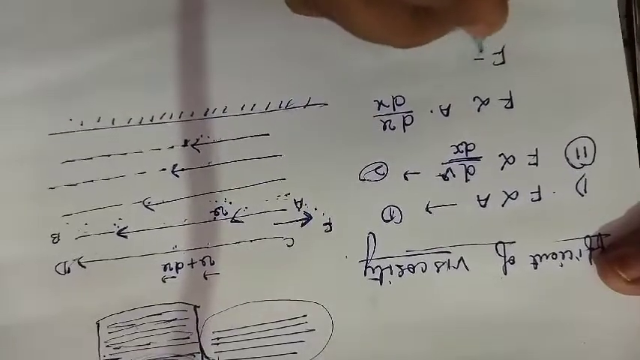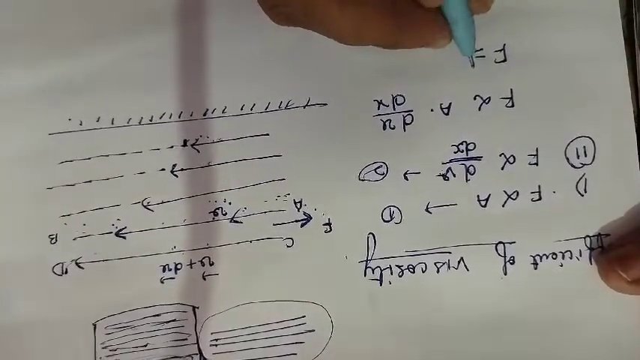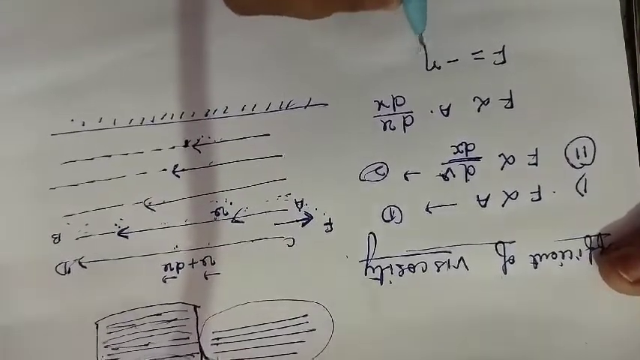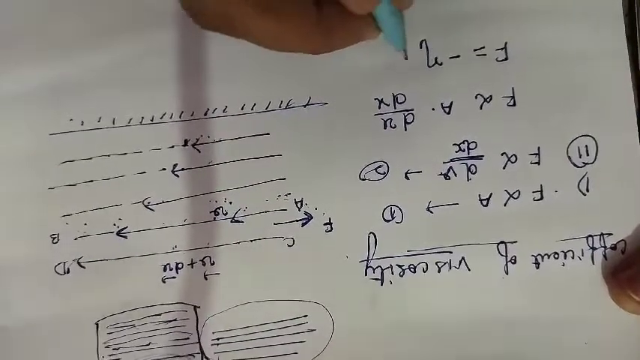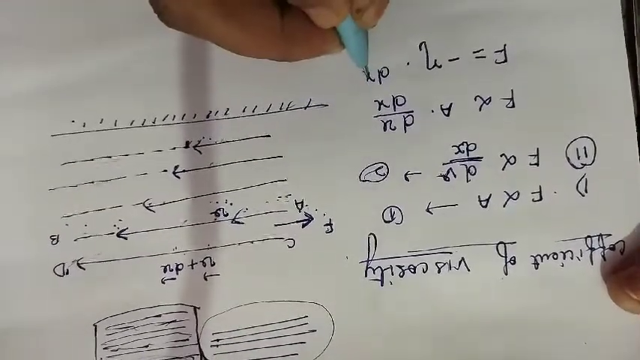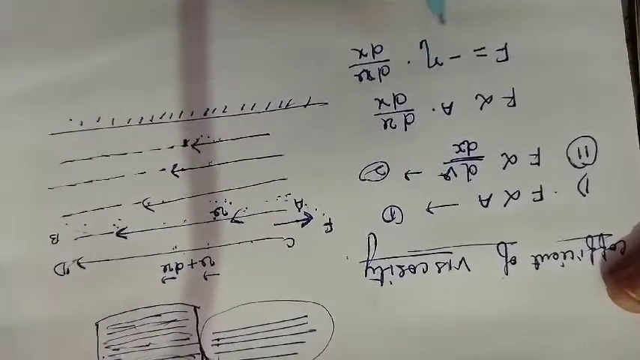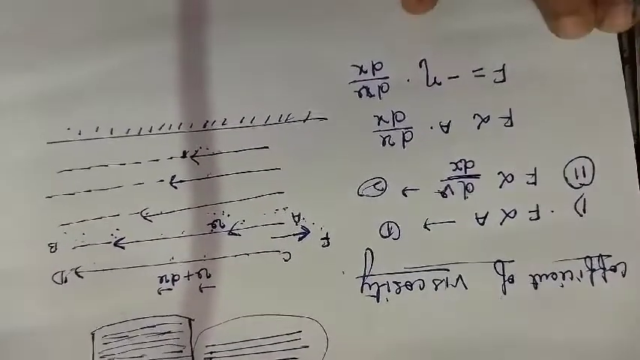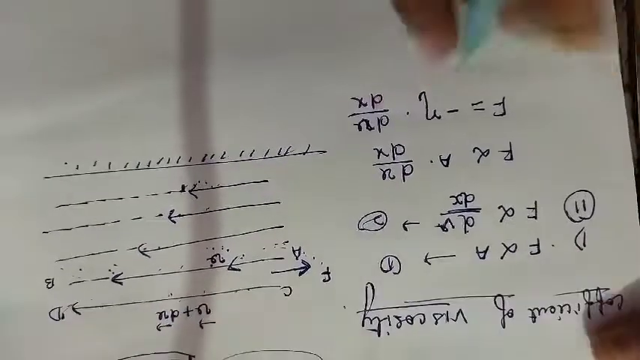Now F is equal to... proportionality. We have to write proportionality as equality. So for that we will put here some constant, and that is eta, into dv upon dx. This eta is called the coefficient of viscosity.